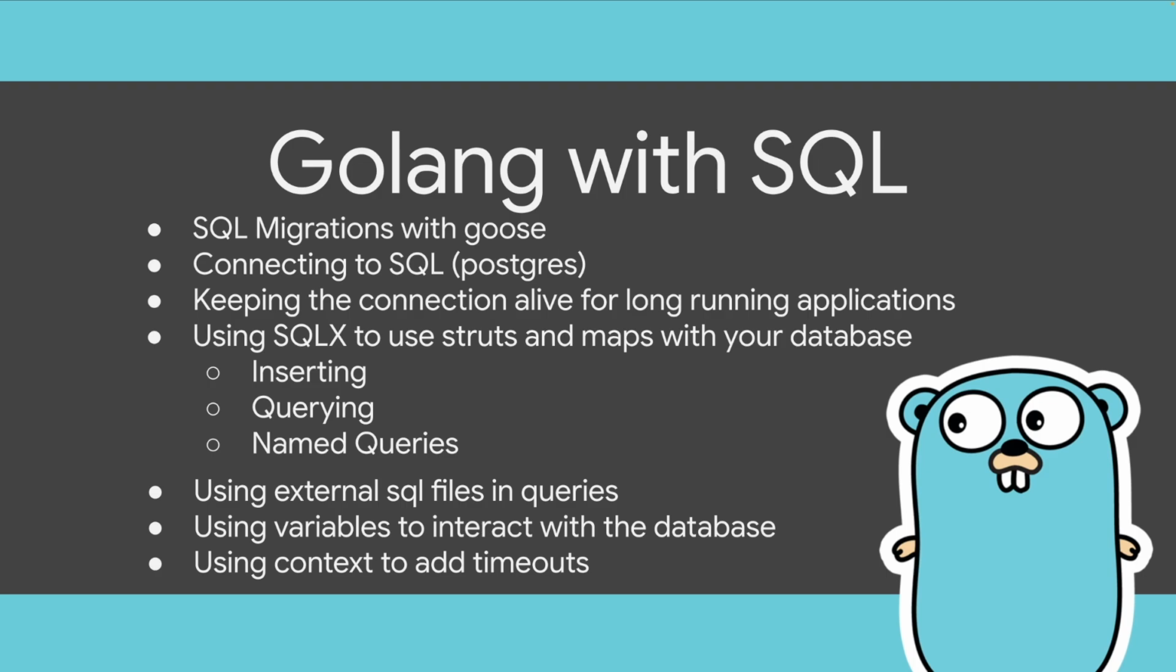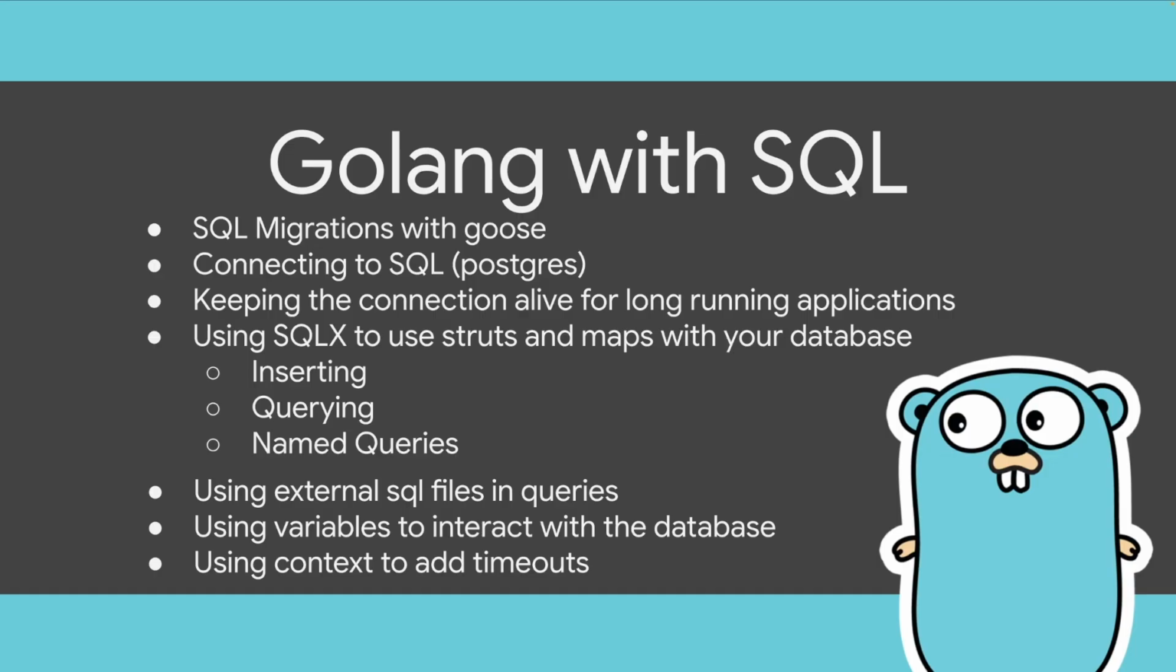We will then move on to using external SQL files and queries. So if you have a SQL command that is hundreds of lines long and you don't want to be muddying up your Golang code with that, we'll be able to put it into an external file and pull it in through the code. We'll then have a look at using variables to interact with the database. So what I mean by this is if you want to pull out a lot of IDs, they don't normally get pulled into a struct. So how do you just pull them out into a variable?